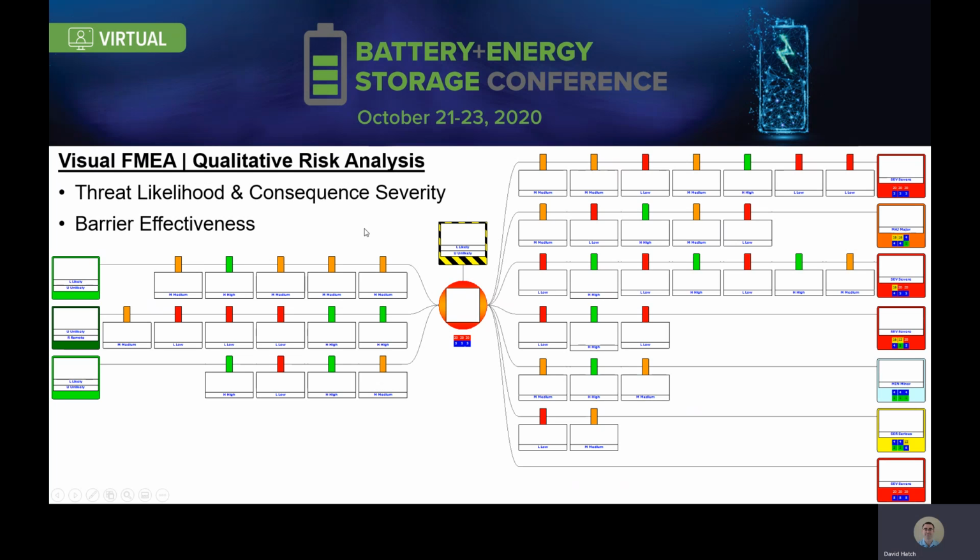So here we have an example sanitized failure mode and effect analysis. We have multiple threats leading to the loss of control or containment of hazardous materials and energy, multiple consequences here, using the threat likelihood, the prevention barrier effectiveness, mitigation barrier effectiveness, and the consequence severity. We can get a sense of the risk and the risk reduction requirements.